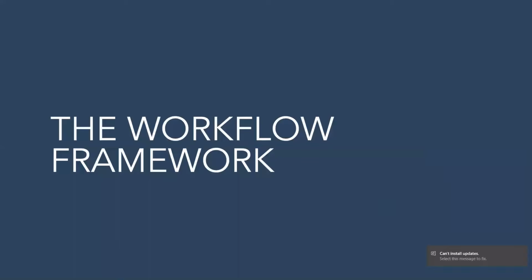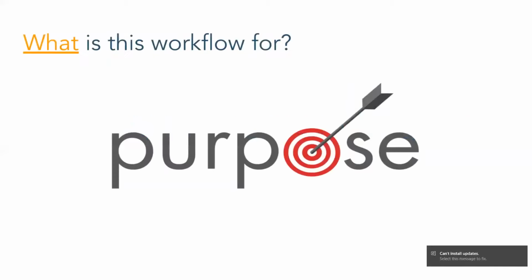Okay, so now I just want to go into the workflow framework. And the framework I use for building workflows consists of 3 elements: purpose, segment, and action. And I'm going to dive into each one of these right now. So purpose. The purpose is the goal of the workflow. So why are we doing this? So an example could be, we need to generate free trial leads. We need to nurture leads that have started a free trial. We need to generate more applications. We need to follow up with people after our event. Okay, so always start with the purpose, the why. Why are we doing this?